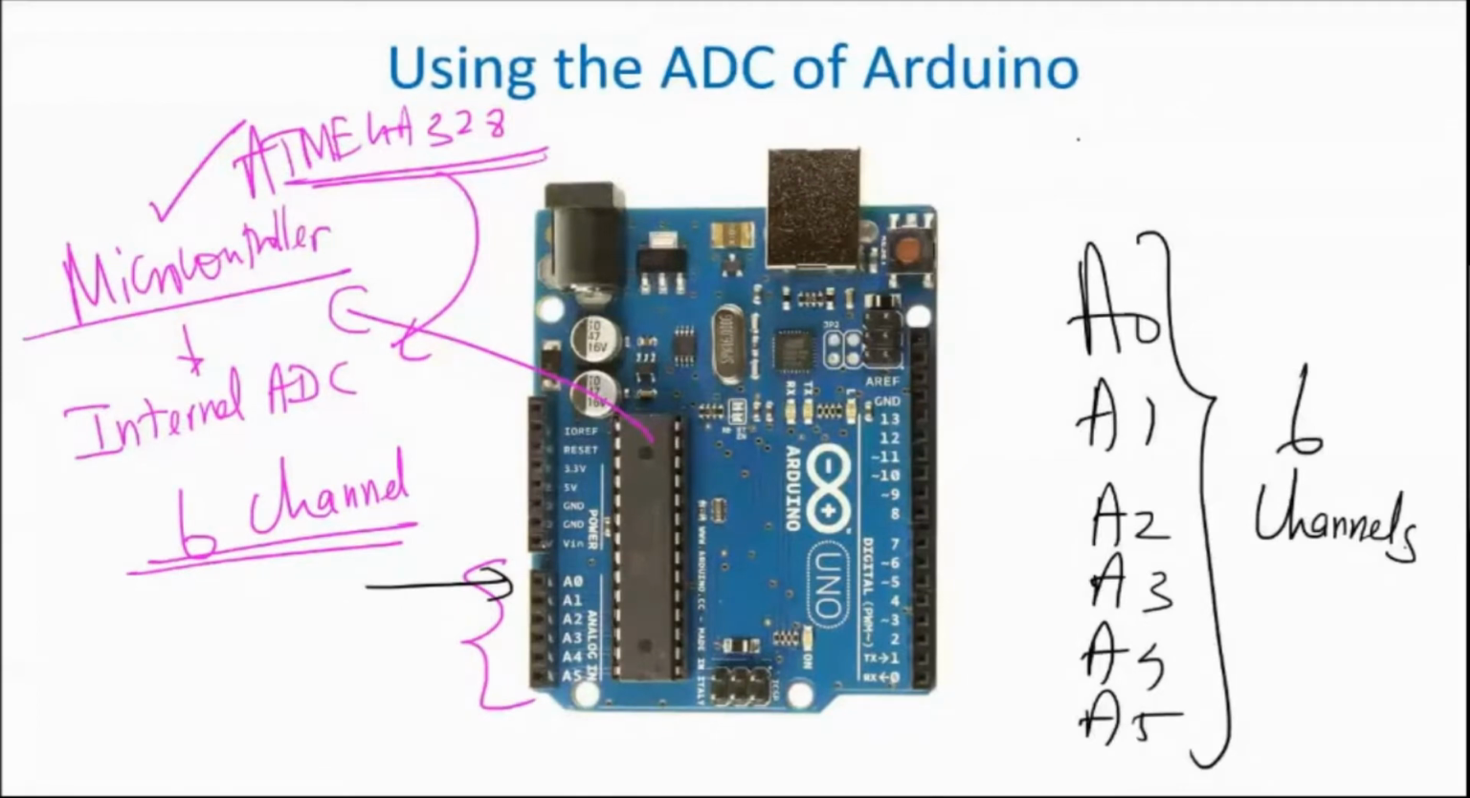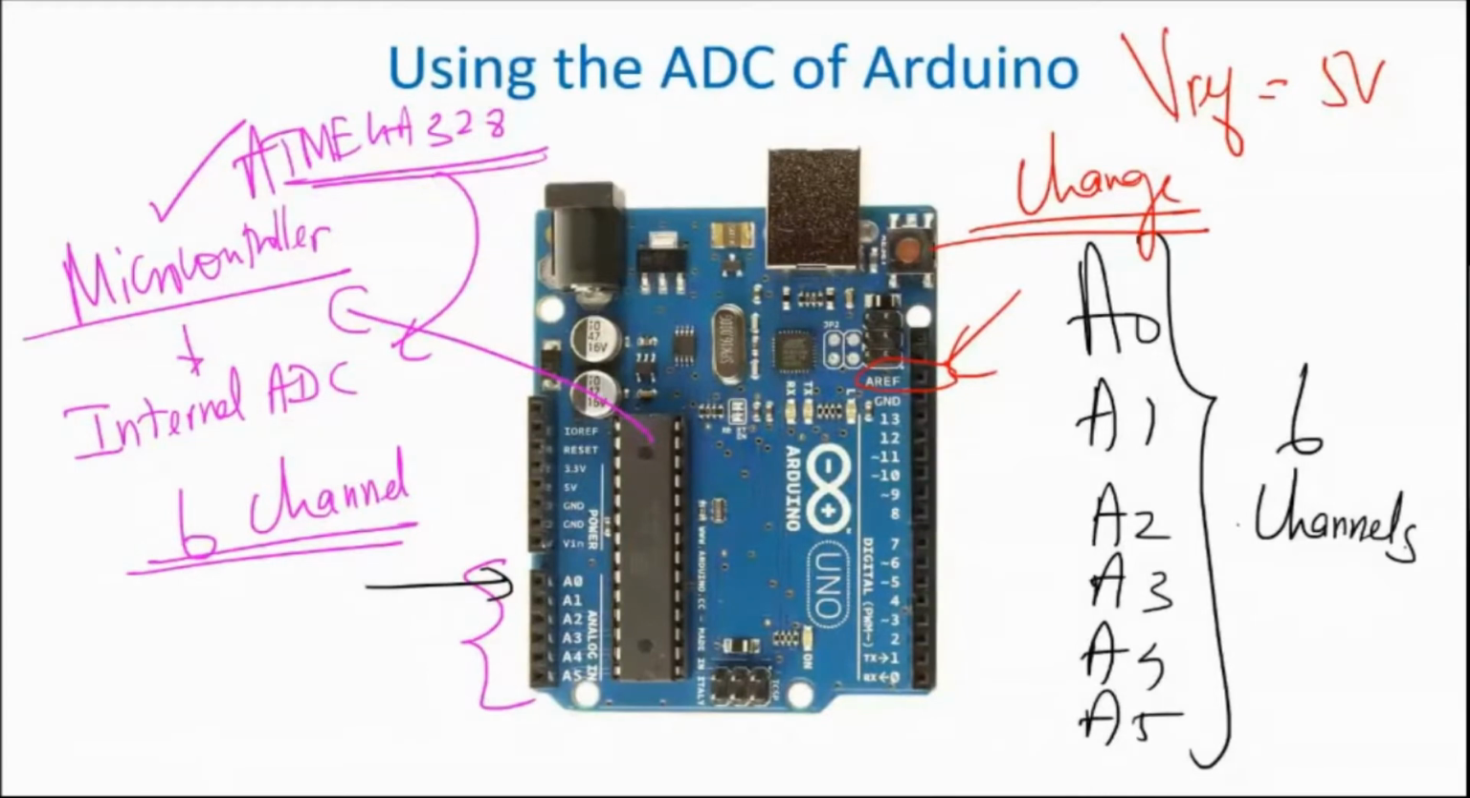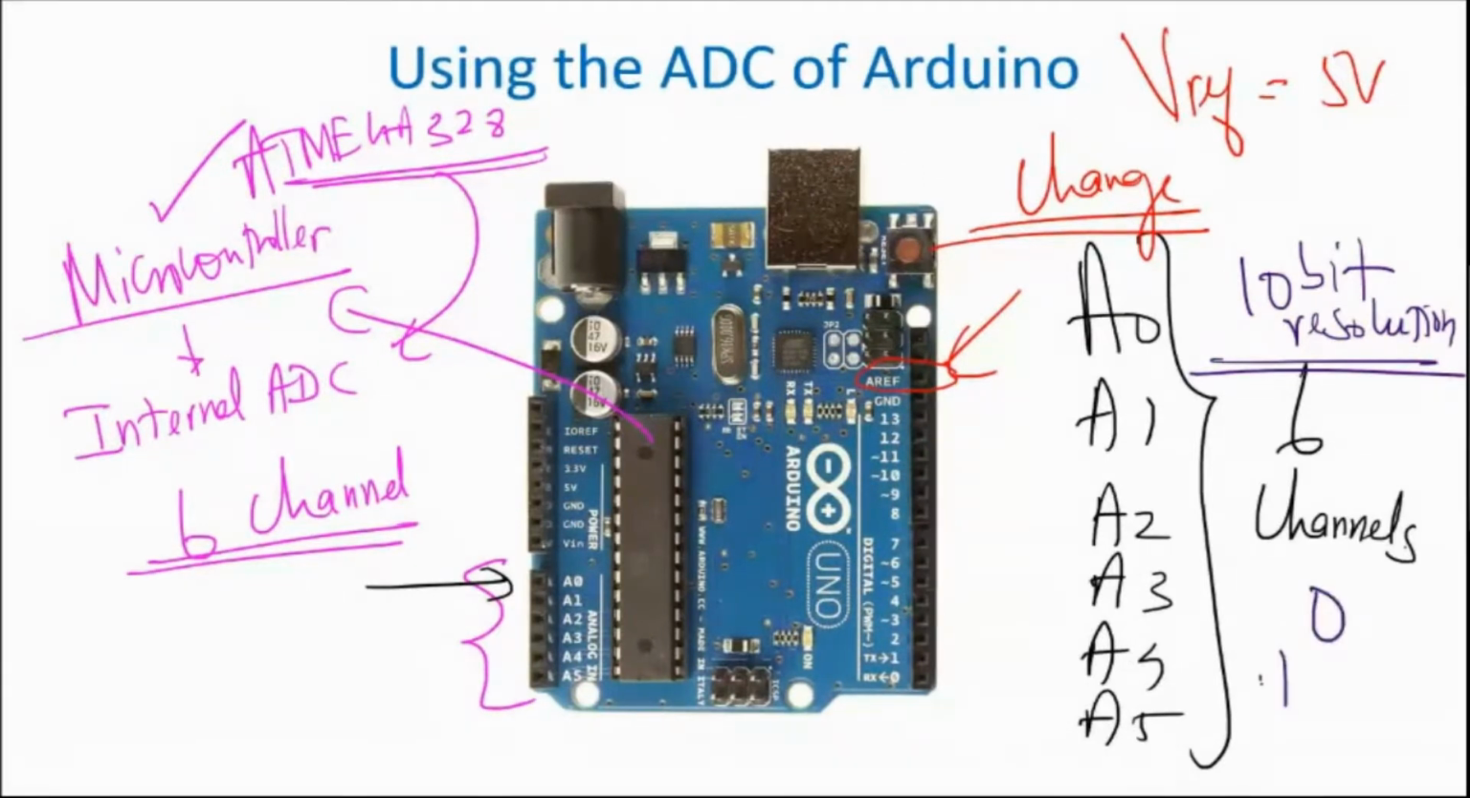Okay, that is the first concept. The reference voltage of the ADC by default is 5 volt. It is also possible for you to change the reference voltage by externally connecting a signal here, which means you can change the V reference if you want. That option is available. The resolution of the ADC is 10 bit. So the moment I say 10 bit resolution, the maximum ADC value can be 0 to 1023. 0 corresponds to 0 volt. 1023 corresponds to 5 volt. Okay, so that is the basic information of the ADC of Arduino.